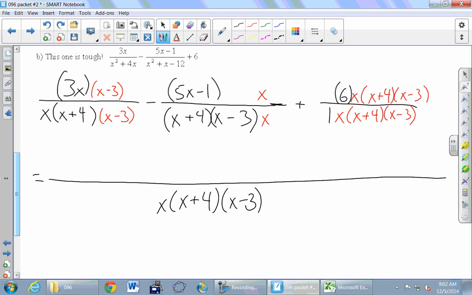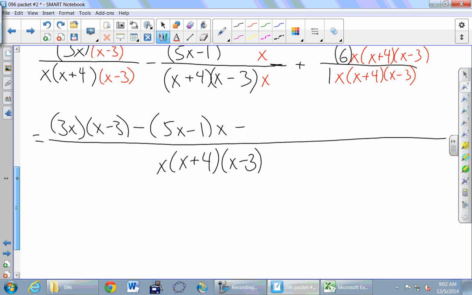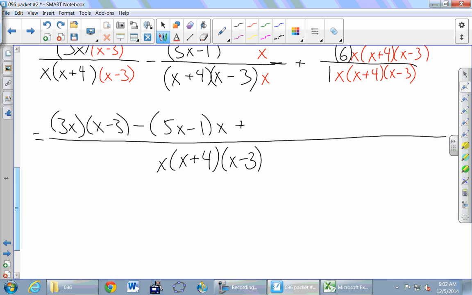All right, and now I'm just going to be copying everything that I had upstairs, but now they're all on one fraction. So 3x, x minus 3. What's the next symbol? Minus, because we're subtracting. 5x minus 1 times x. And then plus 6x, x plus 4, x minus 3.